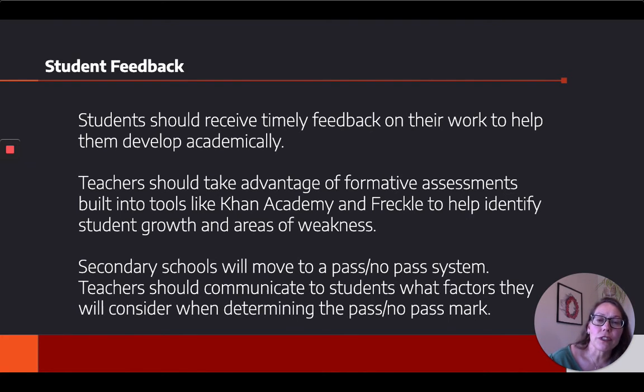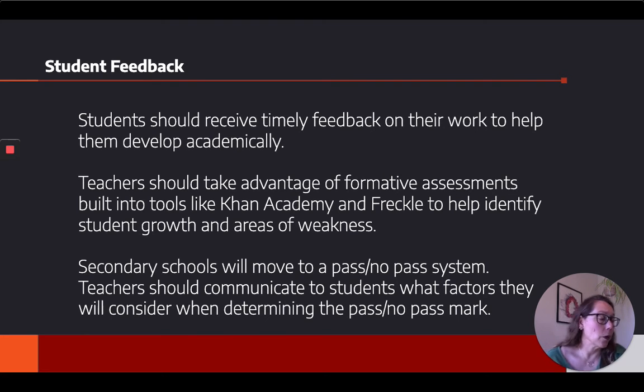Additionally, teachers should take advantage of those formative assessments that are built into tools like Khan Academy and Freckle. These will help you identify students' growth over time as well as areas of weakness, and then based on that data, you can help kids move toward learning goals during this time. It's an interesting time because we're really focusing on students learning and continuing their educational path as opposed to earning points and grades. Secondary schools are moving to a pass, no pass system. Teachers should communicate to students what factors they'll consider when determining the pass, no pass mark.